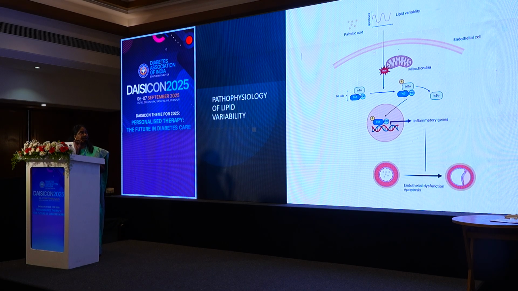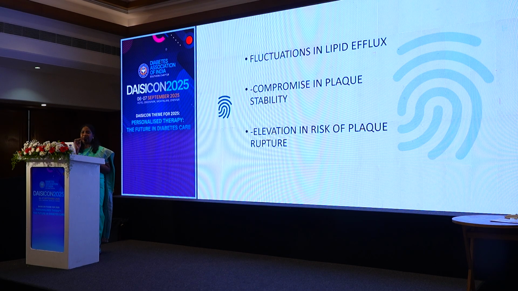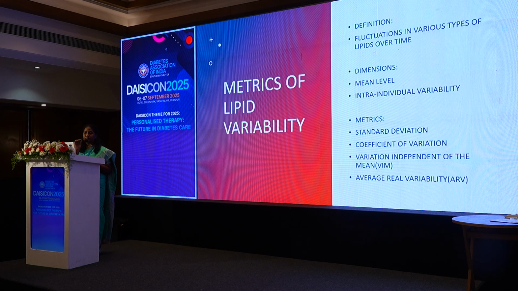So this is a pictorial illustration of the pathophysiology. So lipid variability impacts the mitochondrial function. So inflammatory genes are activated. This leads to endothelial dysfunction and apoptosis. Not only that, when there are fluctuations in lipid efflux, there is a compromise in plaque stability. So there is elevation in risk of plaque rupture.